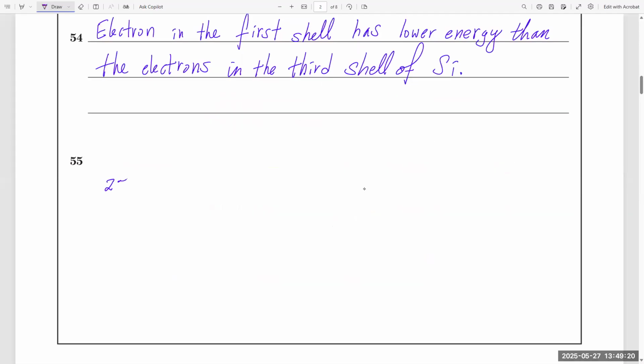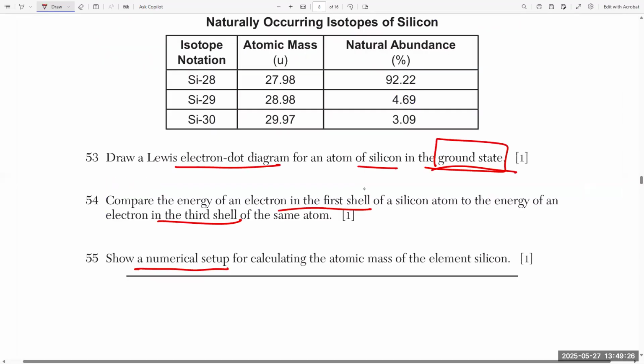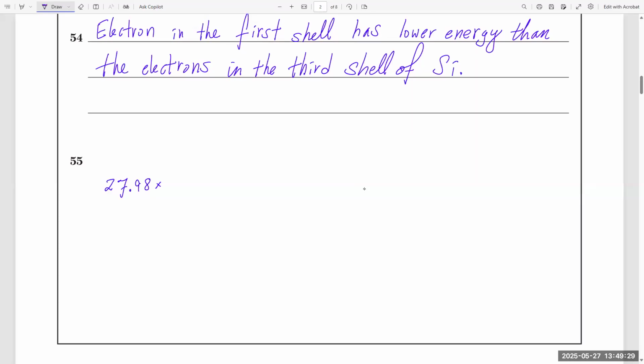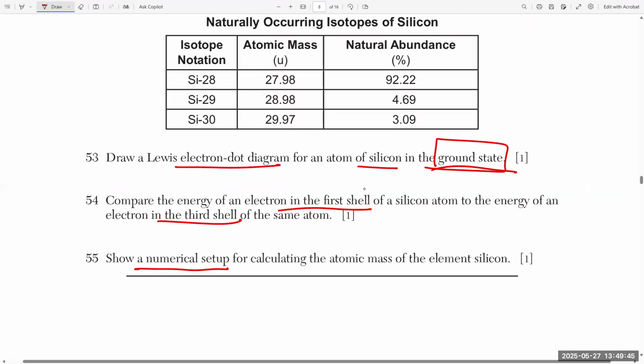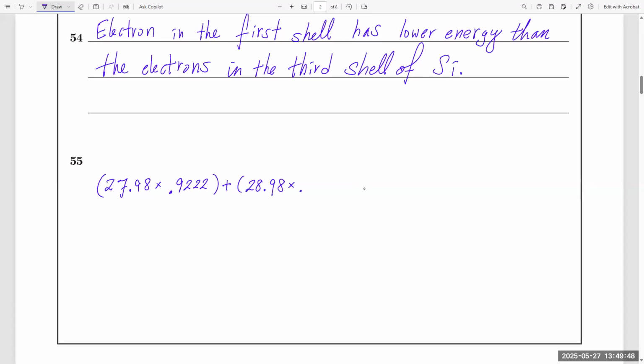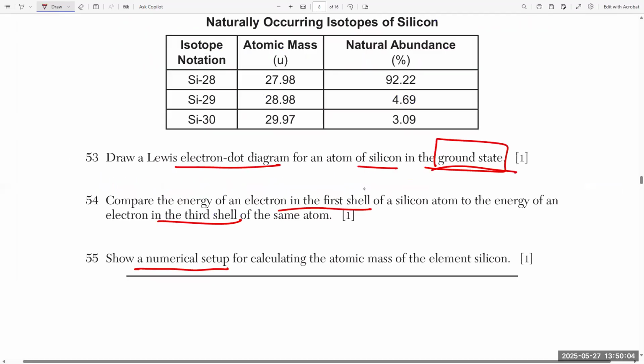So 27.98 times the percentage as a fraction or a decimal, which is 0.9222, plus the second one, 28.98, times 0.0469, right? Plus 29.97 times 0.0309.